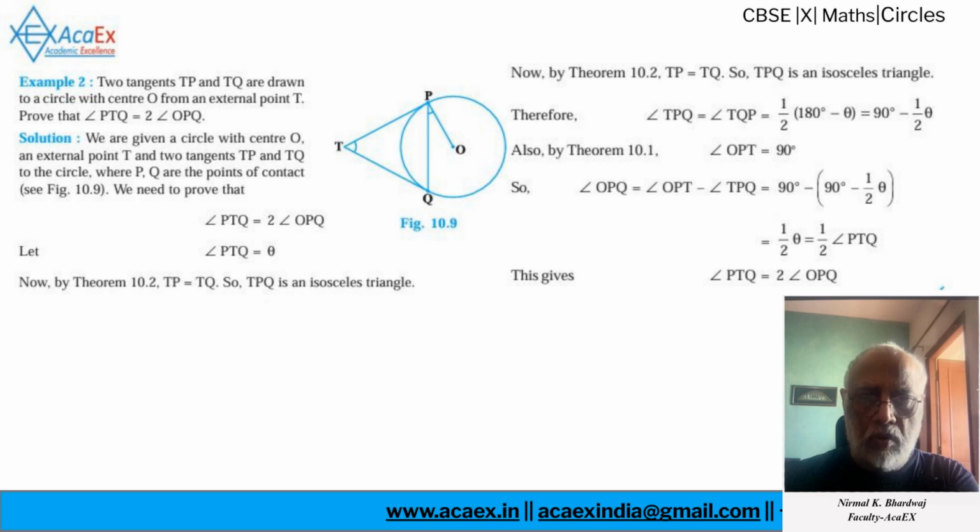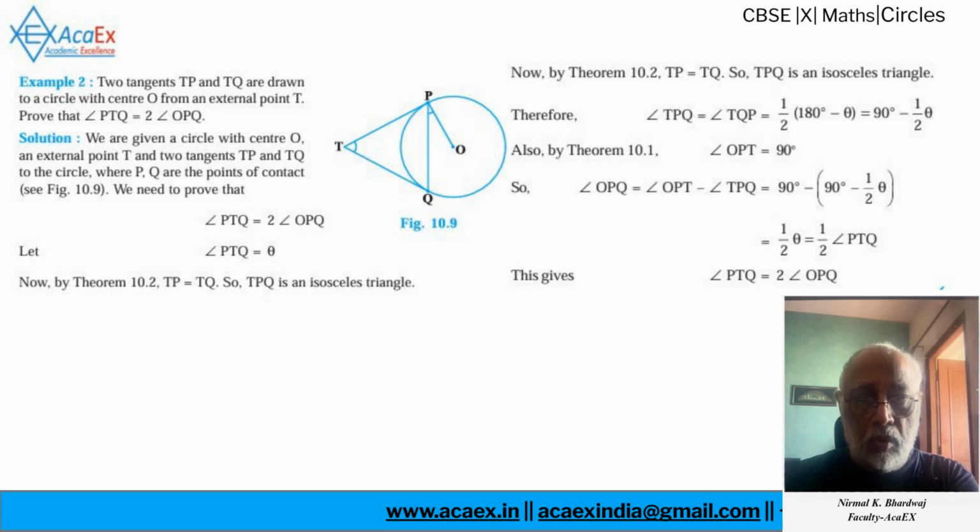Example 2. Angle relationship problem. Two tangents, TP and TQ, are drawn to a circle with center O from an external point T. Prove that the angle PTQ is equal to 2 times the angle OPQ. Solution: let the angle PTQ be represented by theta. Since TP and TQ are tangents from the same external point, the triangle TPQ is an isosceles triangle. This means the base angles TPQ and TQP are equal.